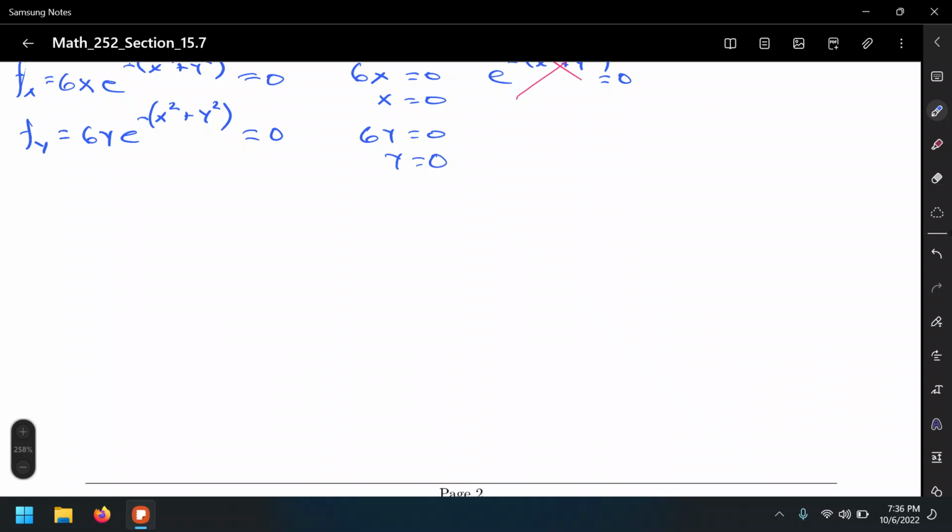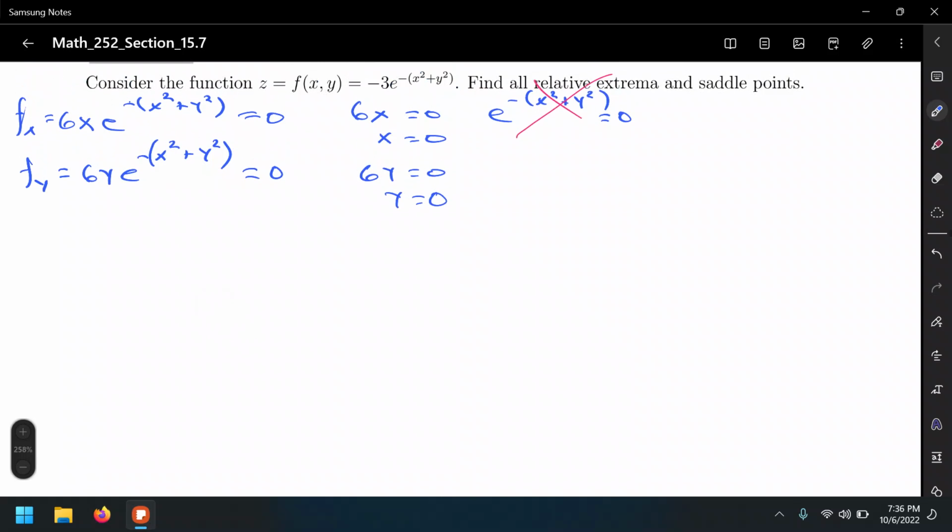Whenever we want to test these critical values, I'm going to make a table. Well, actually, after we get the second partial derivatives. All right. So in this case, for the second partial derivatives, notice how we have to use the product rule.